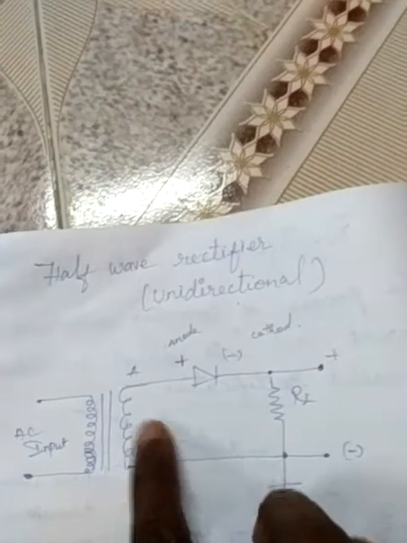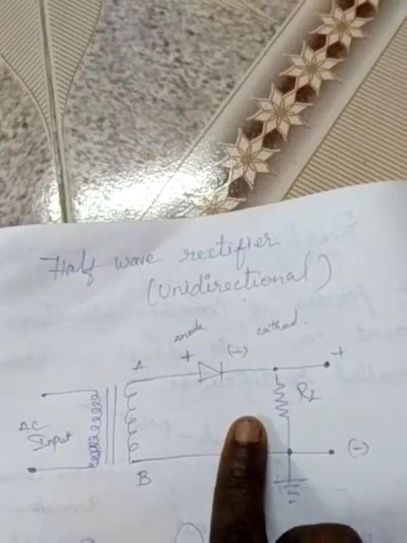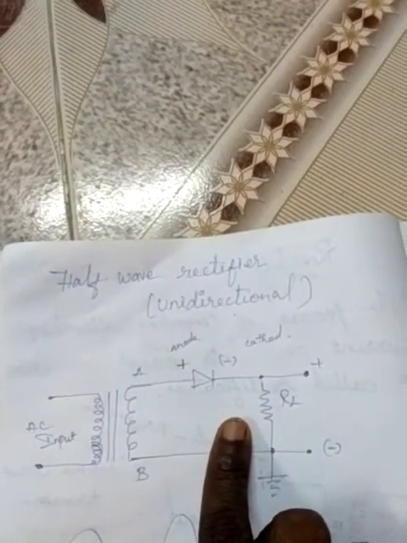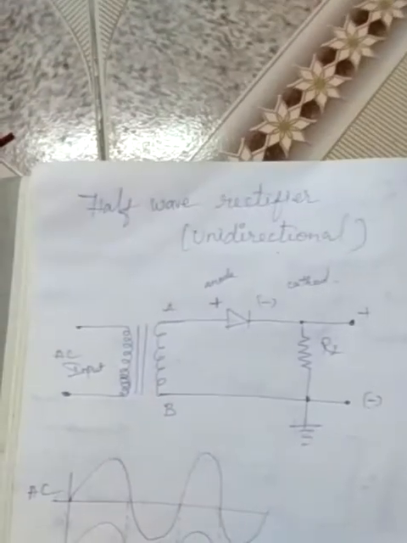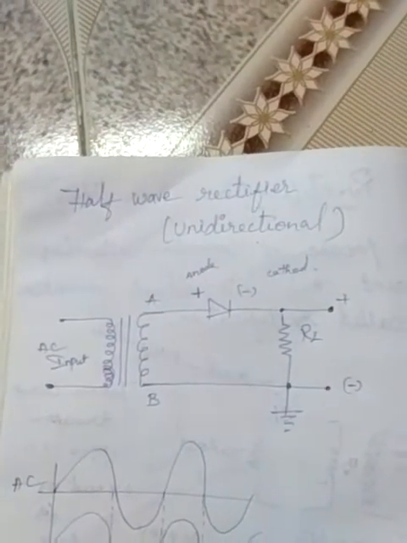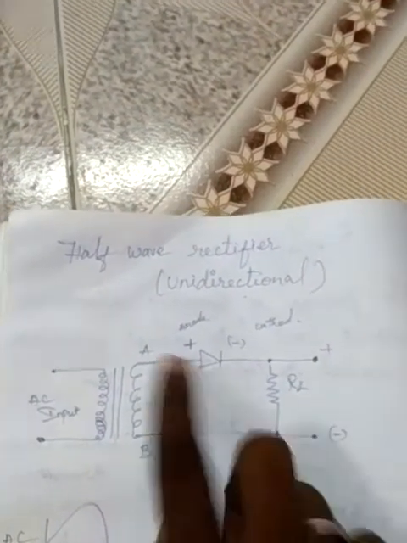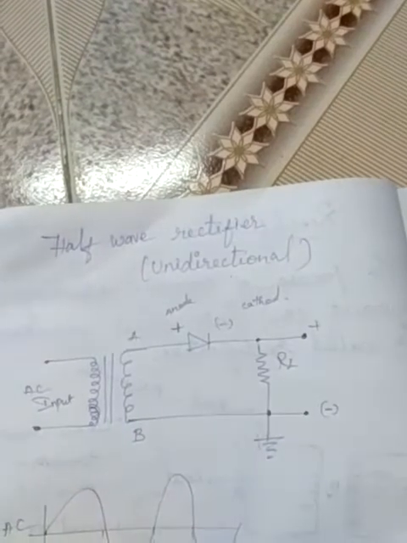This is the half wave rectifier positive cycle. We call this the positive half wave cycle. Only the single wave is moving through. This is the half wave cycle.